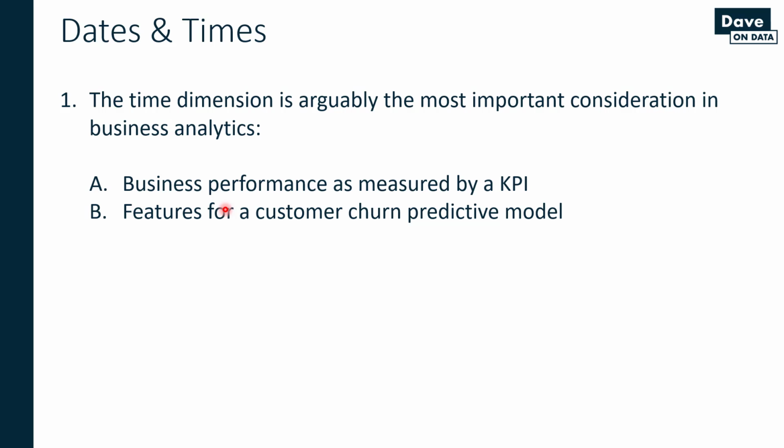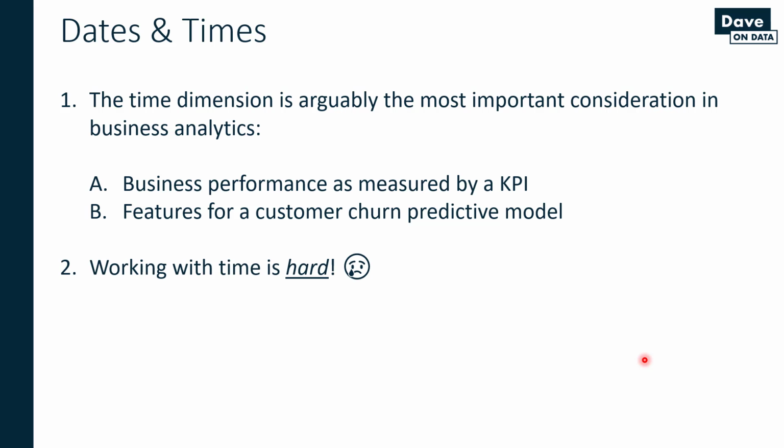Next up, another example is if you create a customer churn predictive model. Features that you engineer for predicting whether or not a customer is going to leave you for a competitor are often based on the time dimension. How long ago did they most recently contact customer service? How often do they contact customer service over a particular time frame? How often do they buy? When was the last time they bought? All those sorts of things. So those sorts of features also make heavy use of the time dimension. So the time dimension is wildly useful in business analytics, arguably the most important consideration.